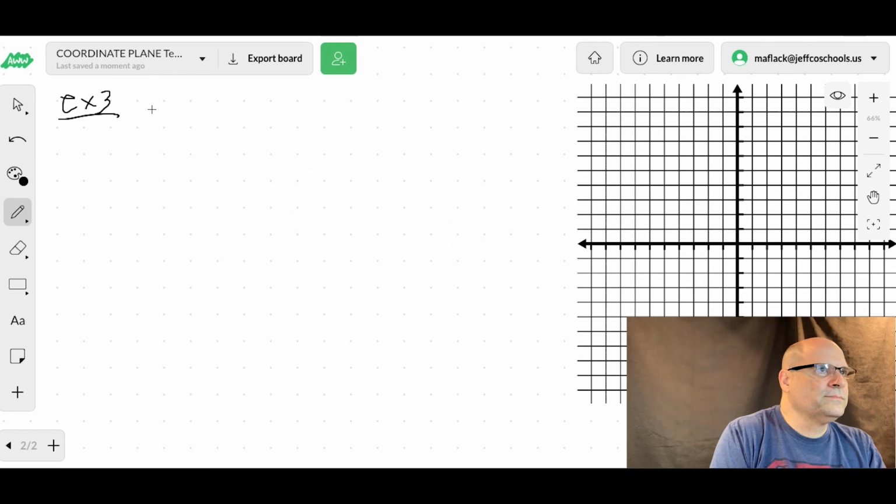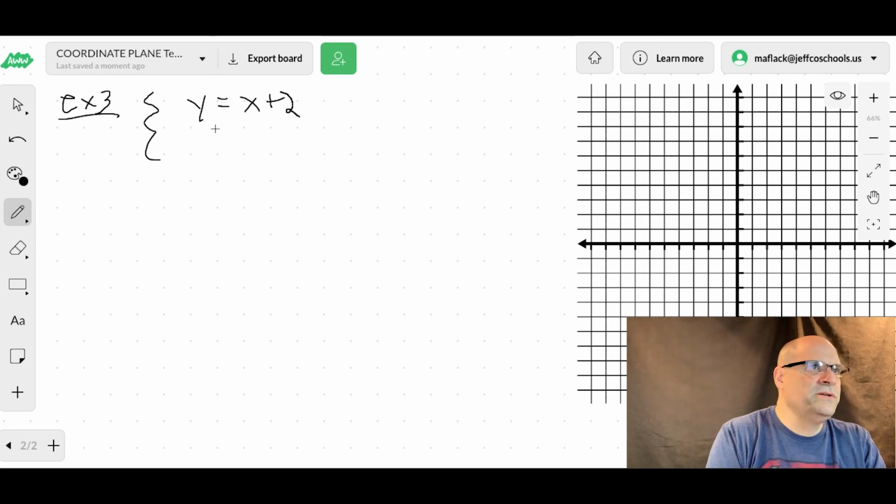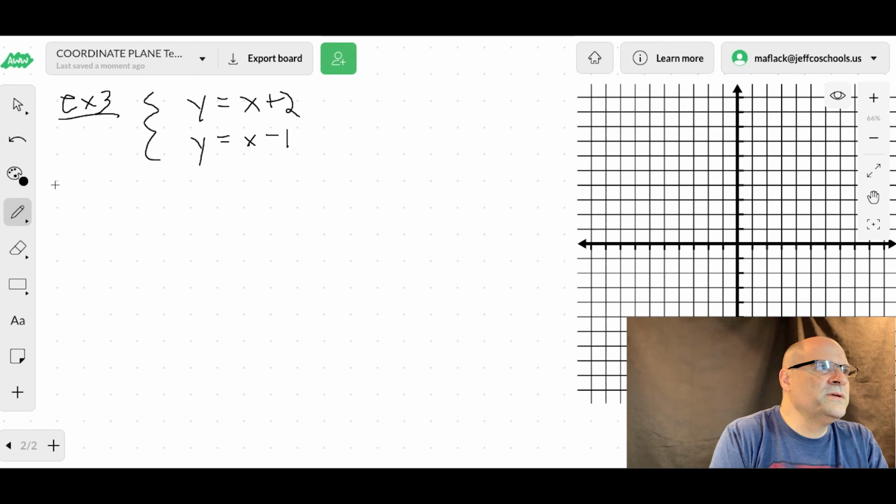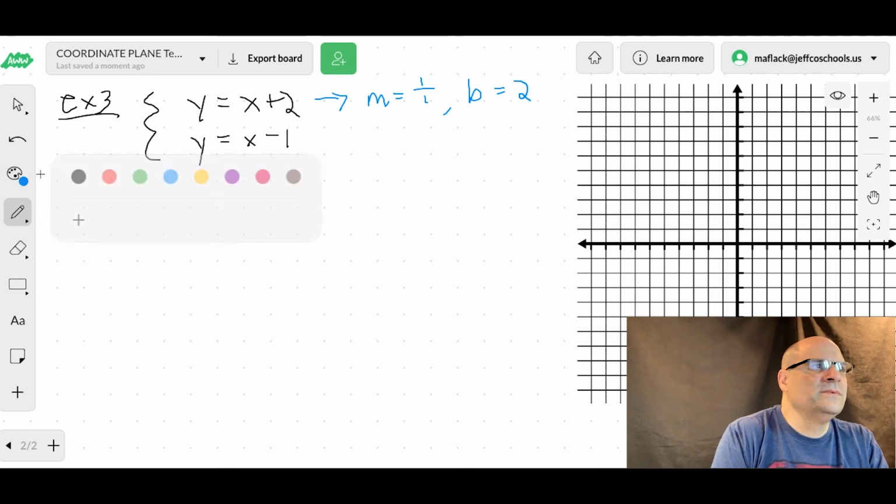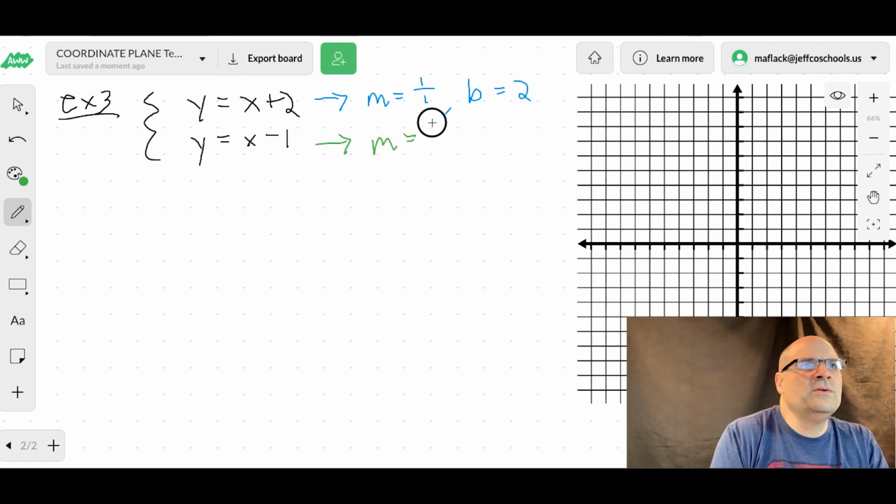All right, here's example 3. So we're going to solve by graphing. Let's try using the slope-intercept form. y equals x plus 2, y equals x minus 1. So what's your slope and what's your intercept? Well, the slope for this one, m equals 1, so 1 over 1, and b equals 2. Over here, your m is still 1 over 1, and b equals -1.